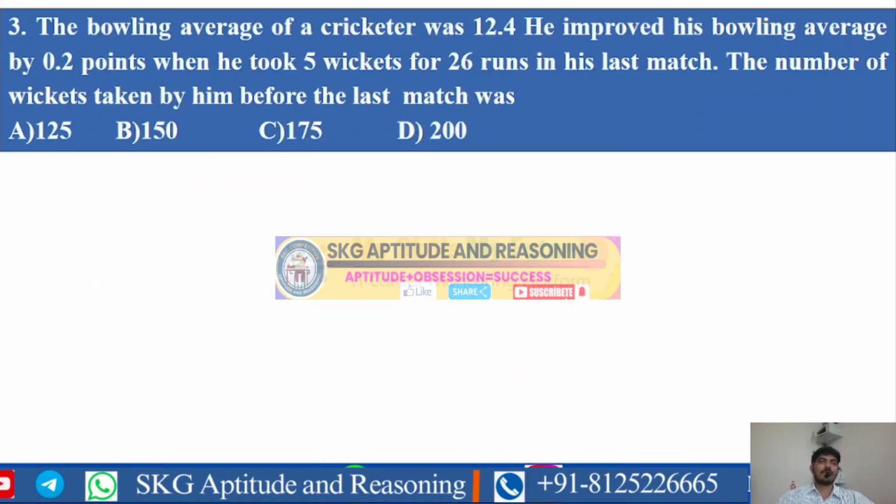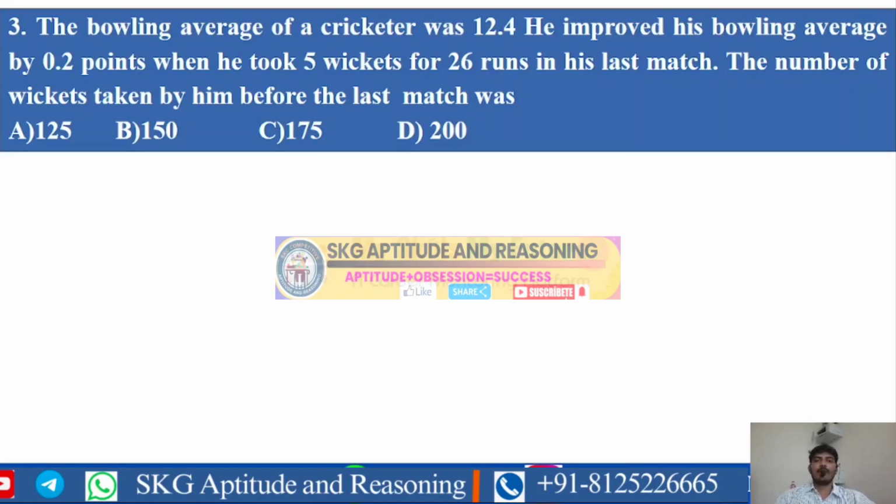Okay, this was the next question. What is given in the question is that the bowling average of a cricketer was 12.4. He improved his bowling average by 0.2 points when he took 5 wickets for 26 runs in the last match. What is the number of wickets taken by him before the last match?